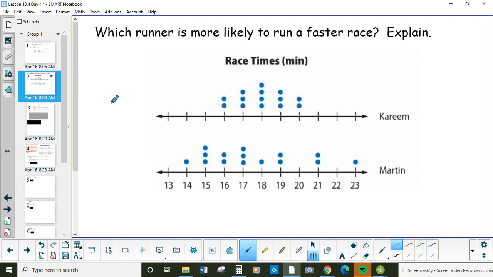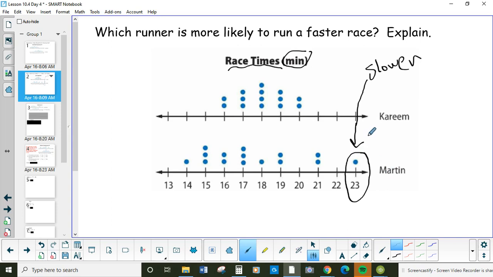Which runner is more likely to run faster? Now I want to point something out here. Look at how fast Martin was here. He got a 23. That's amazing, right? Well, hopefully some of you looked at this and said, wait a minute, race times in minutes. That means the more you have, the slower you were. So the higher we go up, the worse it is, right?